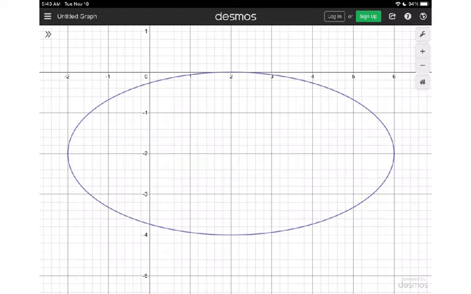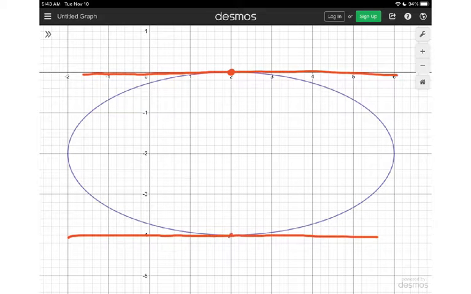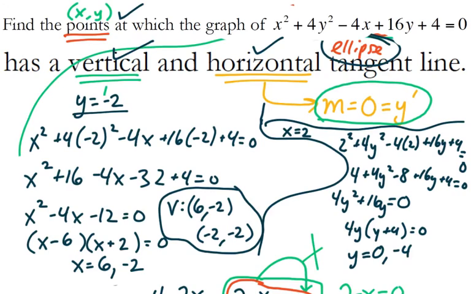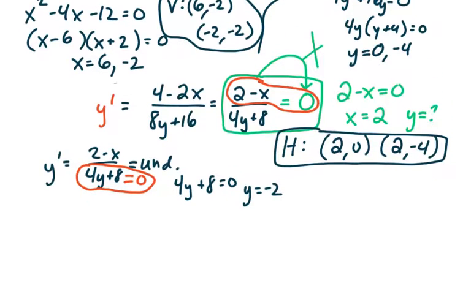Here's your ellipse. That's the graph of that problem. Can you look and see right now, where are there horizontal tangent lines? If you were to draw that here, could you find them? See right here on the top? Where does it hit? At 2, 0, right? How about here on the bottom? Where's it hit? At 2, -4. Isn't that what we said? Look at that. Right here, 2, 0, and 2, -4, the horizontals.